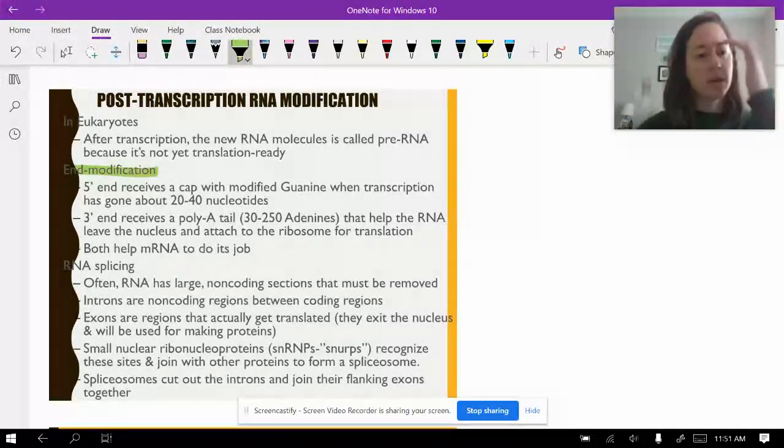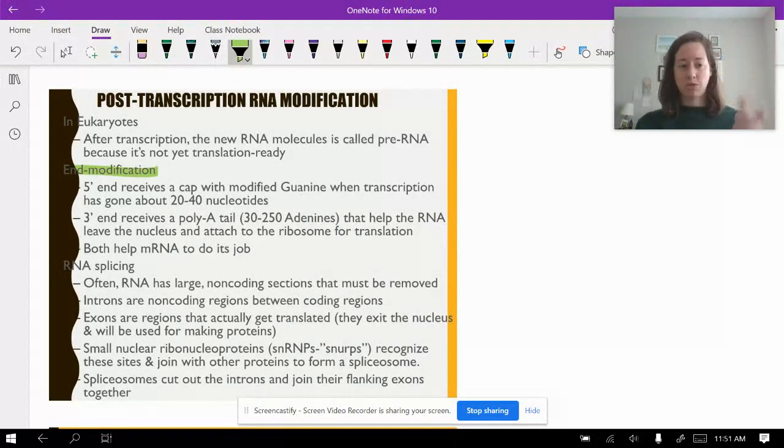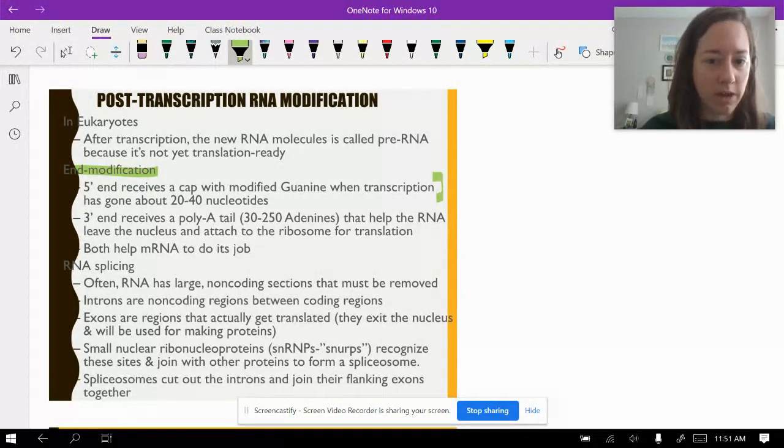Slide got a little weird. The 5' end, which remember the 5' end is the beginning, is going to get a cap that is guanines or Gs. And that's going to prevent any damage from happening to the beginning of the gene. It's literally called a cap. And it gets added once there's been about 20 to 40 nucleotides passed. It will get added to the front. This is going on the front side.